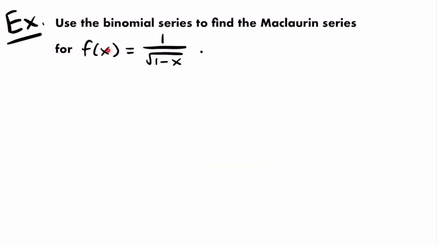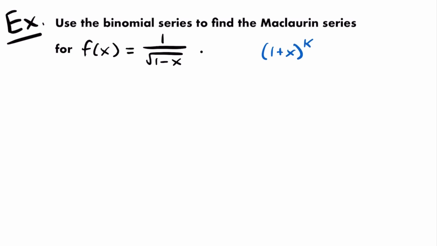Okay, so here's our next example. We want to use the binomial series to find the Maclaurin series for f of x is equal to 1 divided by the square root of 1 minus x. Okay, so remember, in order to represent a function as a Maclaurin series using the binomial series, our function needs to be in the form of (1 + x) to the power of k.